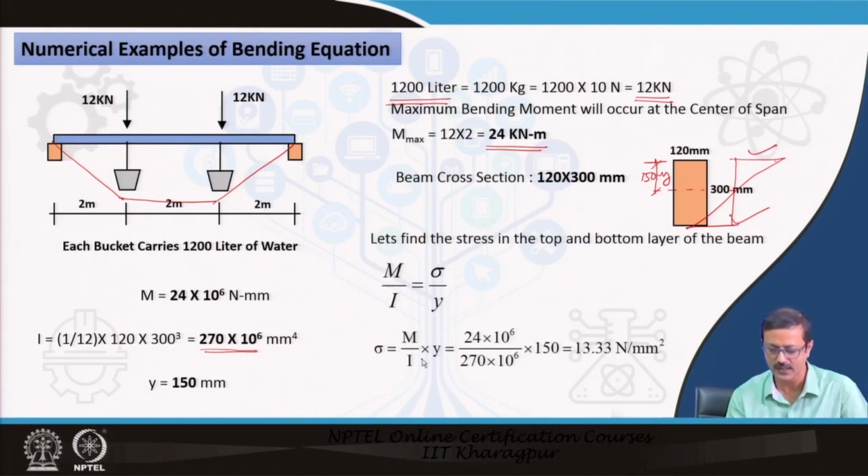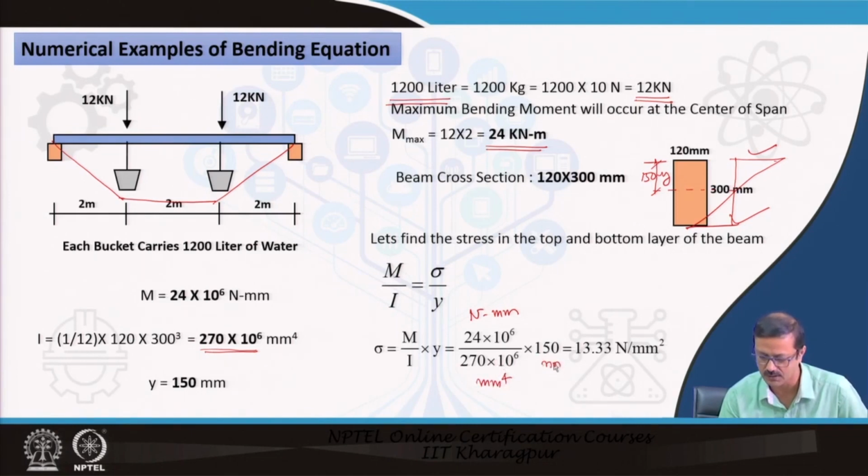into y. So, M equal to 24 into 10 to the power 6, because here I have written it in kilonewton millimeter. This is in millimeter to the power 4, 270 into 10 to the power 6, and this y is also in millimeter. So, I found that the sigma is 13.33 Newton per mm square.